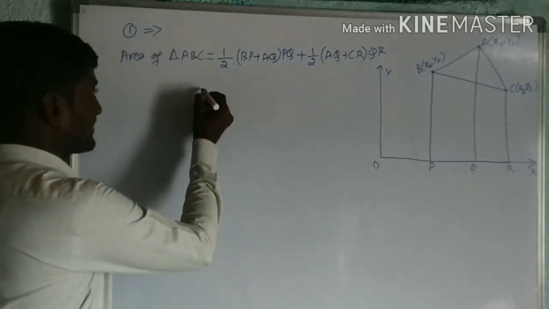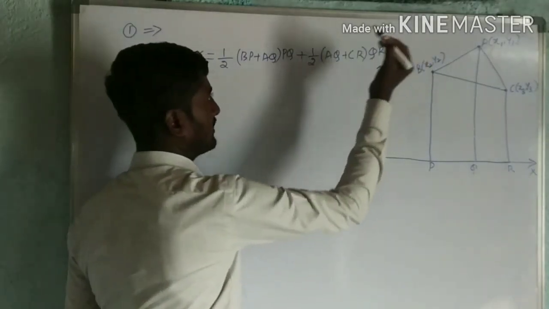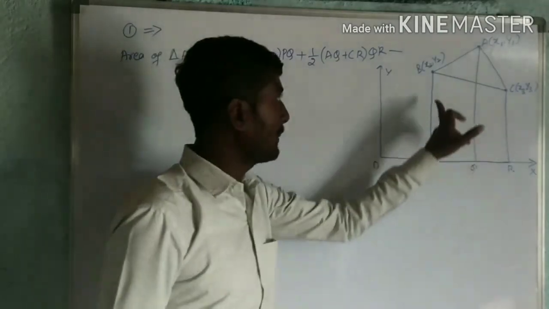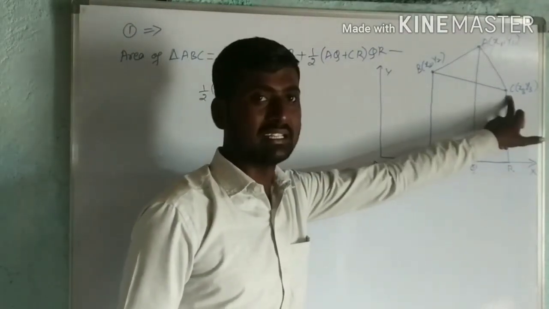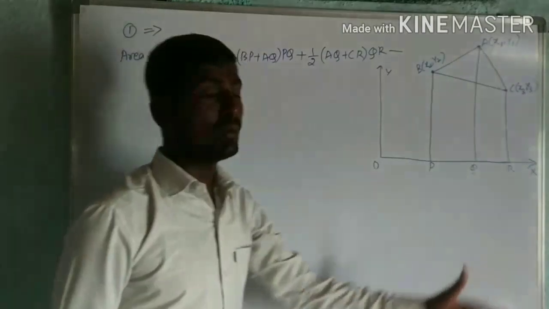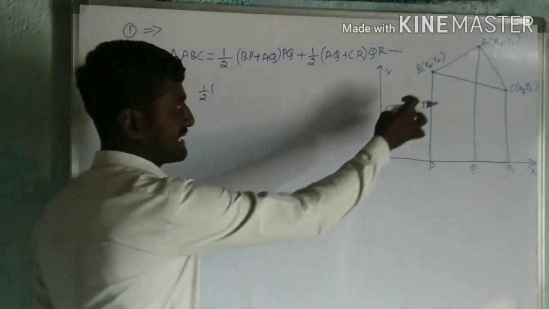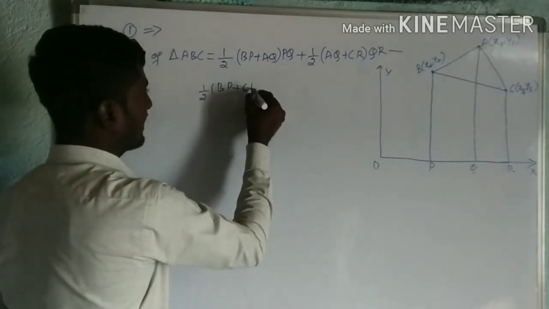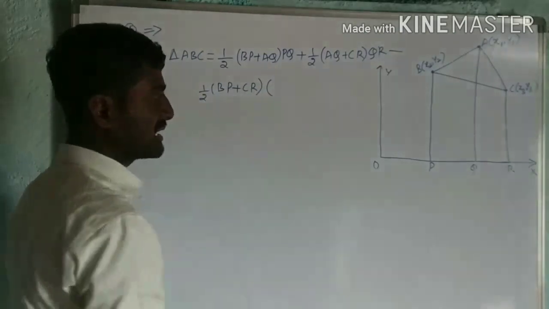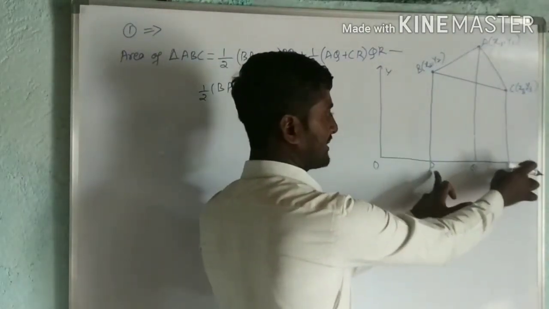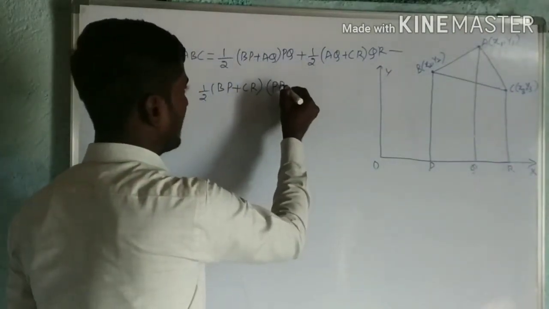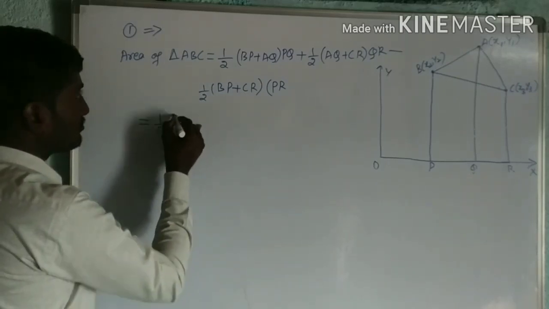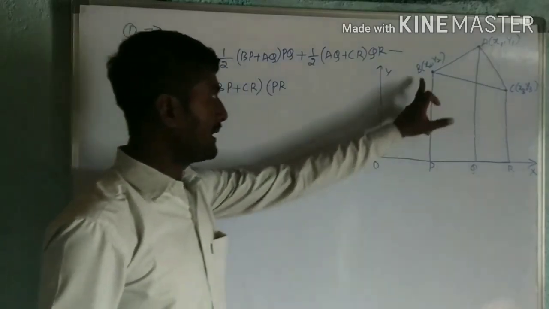Now minus area of trapezium BPRC, which is 1 by 2 into the sum of parallel sides BP plus CR, into the distance between these two parallel sides, PR. Now I have to substitute the values: 1 by 2 into BP, so BP is nothing but what?